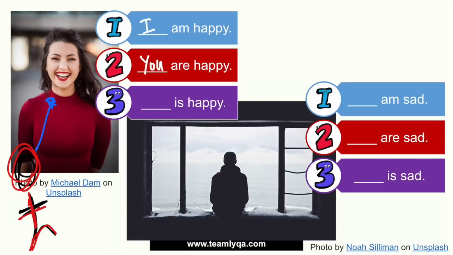Ngayon, kung hindi naman ako sa kanya nakatingin, at ang kausap ko naman ay kayo, kinukwento ko ang nangyayari sa kanya, pero kayo ang kausap ko, ang ilalagay natin would be, she is happy. Kasi babae siya. Okay? So again, ito yung sagot sa unang set.